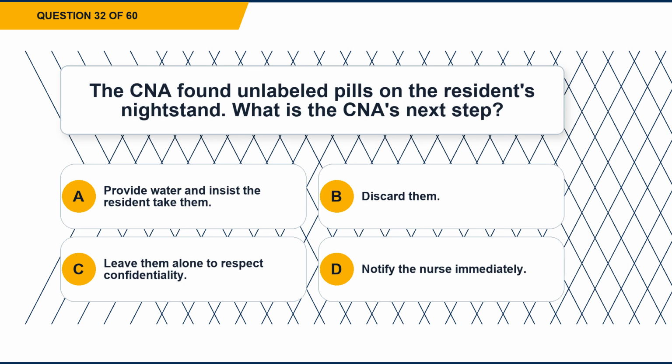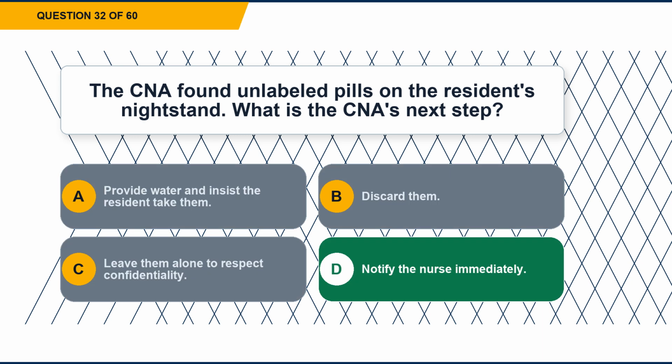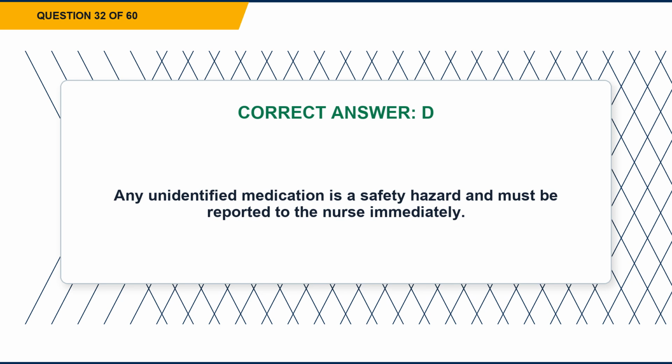Question 32. The CNA found unlabeled pills on the resident's nightstand. What is the CNA's next step? Option A, provide water and insist the resident take them. Option B, discard them. Option C, leave them alone to respect confidentiality. Option D, notify the nurse immediately. The correct answer is option D, notify the nurse immediately. Explanation: any unidentified medication is a safety hazard and must be reported to the nurse immediately.